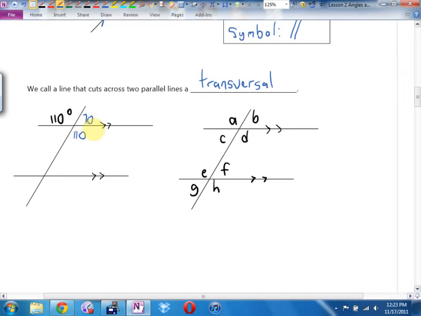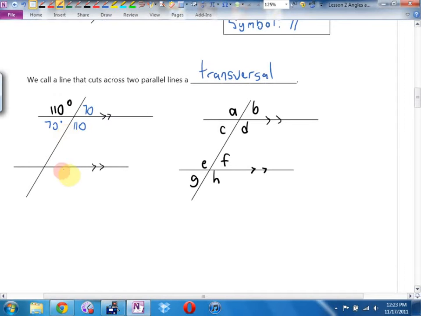Vertically opposite, or angles on a line. Angles on a line, supplementary. How big is this angle right here? 70. Vertically opposite. How big is this angle right here?